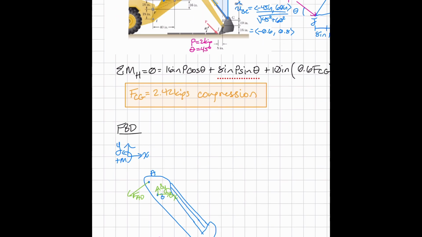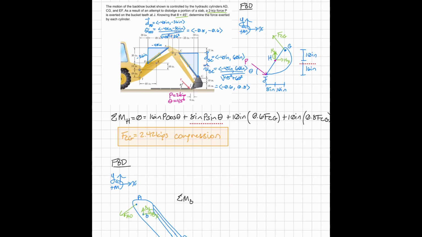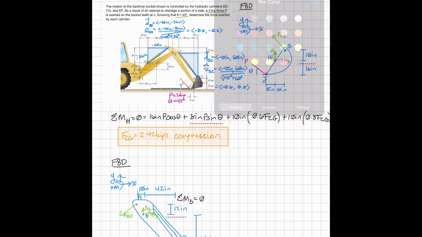Okay. So now we have the X and Y components of FAD, and we also know the X and Y components of P because we're given that angle. So we can do moment about B equals 0, and with just a little bit of geometry, we can find the distances here. We have 42 inches from B to J, and then up here 10 inches. From J to B vertically, we have 86 inches, and from B to A vertically, we have 12 inches.